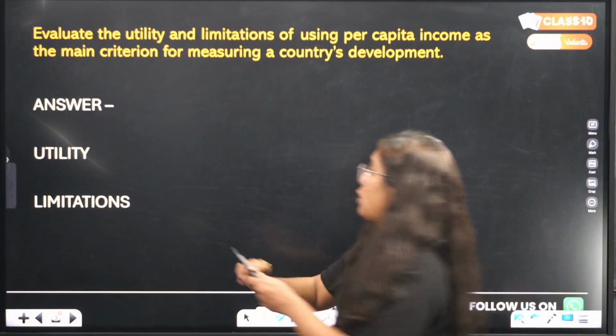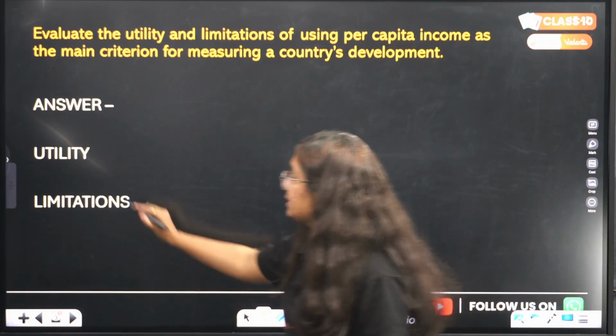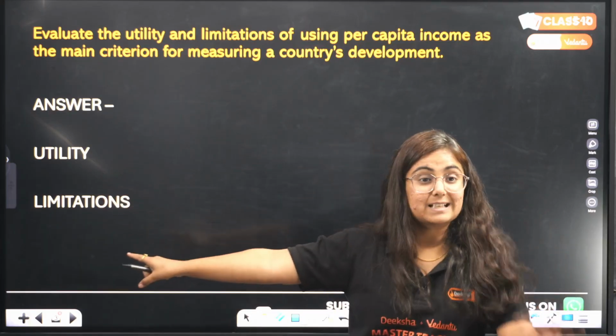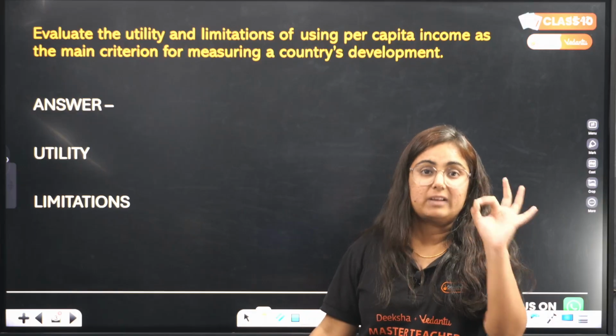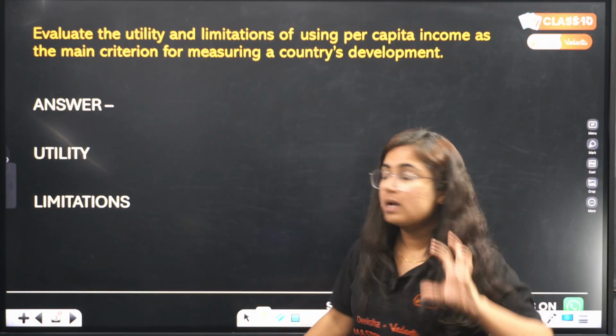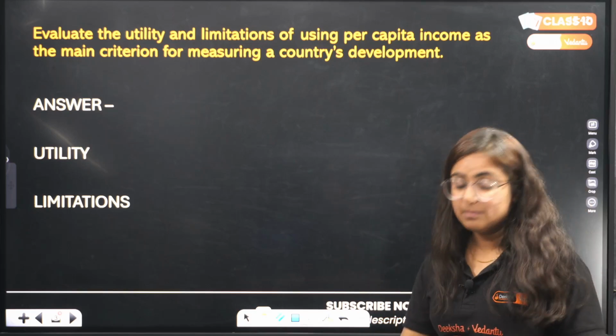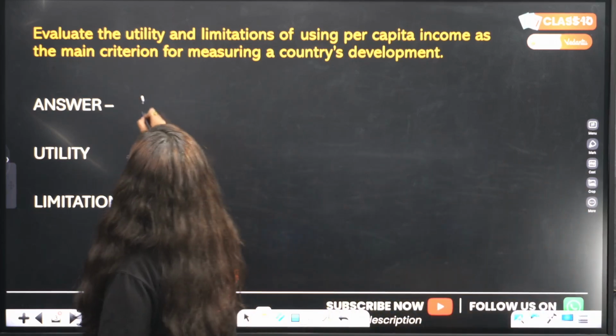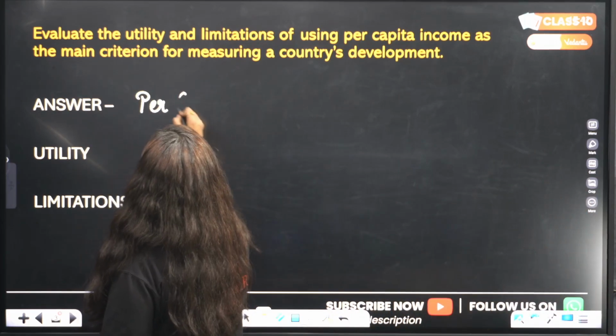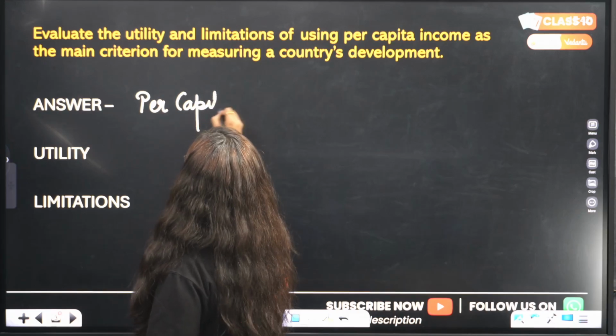Basically the question here talks about two things. One is utility and the other one is limitation. So whenever you write the answer, you should focus on utility and limitations of what? Per capita income. So why should we not give an introduction on what is per capita income?